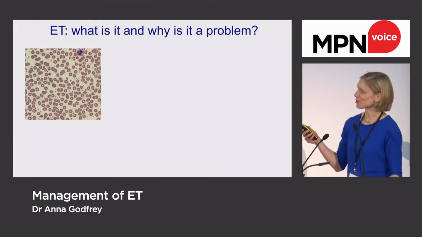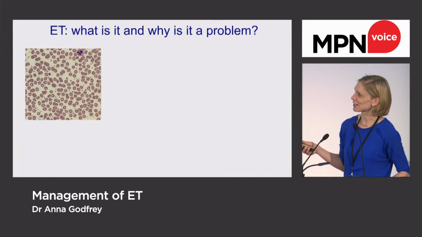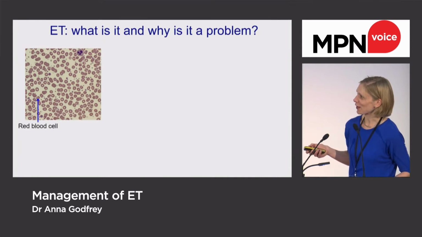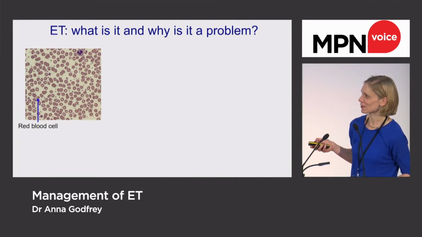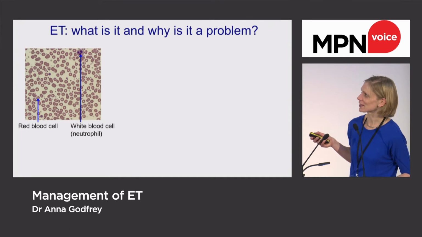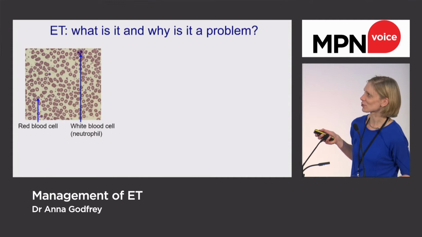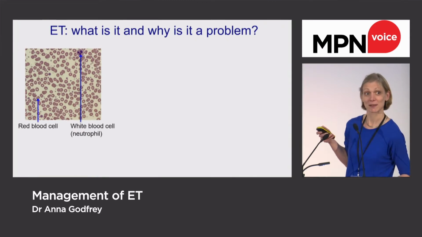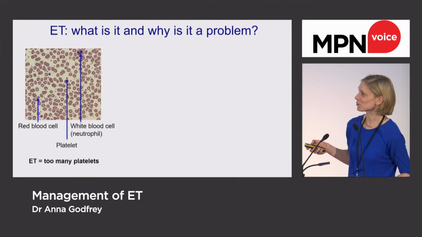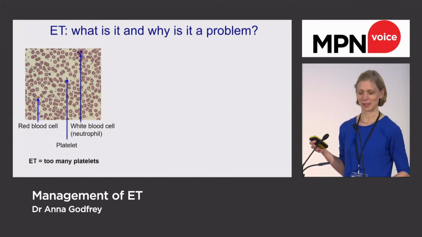So I'm going to start by showing you some blood. This is what I look at all day long. For those of you who haven't seen this before, the big red ones are the red blood cells. You can see in this field one of our different types of white blood cells. This one's got 3 little bits to its nucleus, which is the bit in purple. So that's what we call a neutrophil. They're very important for fighting things like bacterial infections. And then all of these other things in the background, these tiny little cells, are platelets. And as you know, ET is a problem of too many platelets.